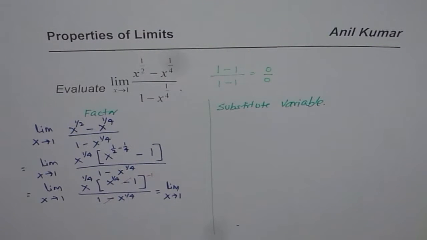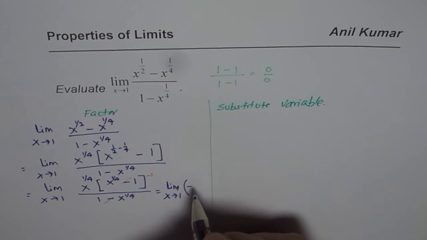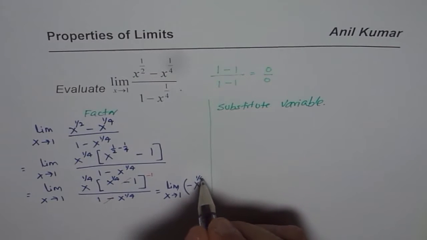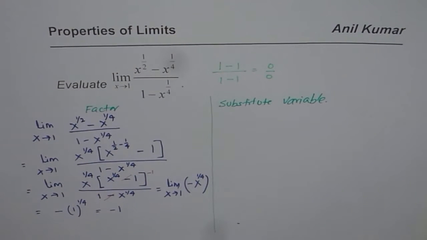So therefore, I could write this as minus of, within brackets, x to the power of 1 over 4. You get an idea, correct? Now, we can substitute 1 here, so we get the answer as 1 to the power of 1 over 4, and so minus 1 is the solution. So that is how you could actually solve using factoring.